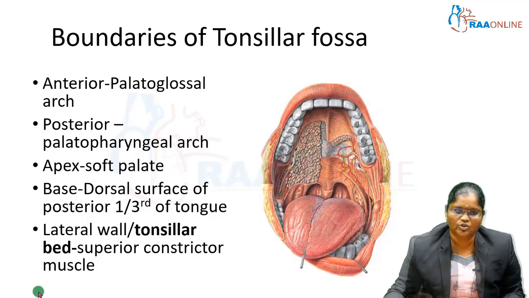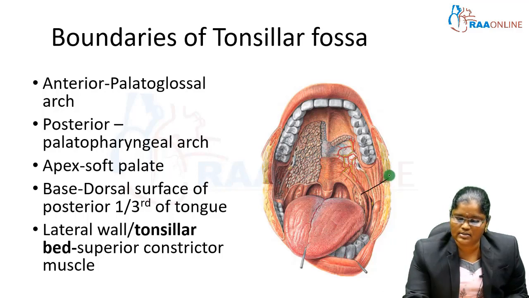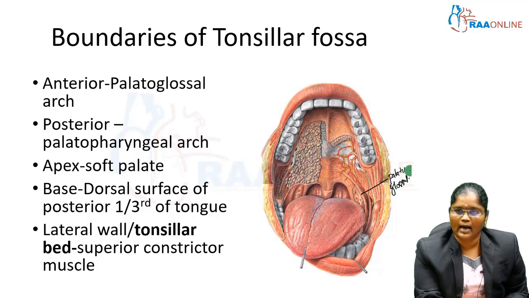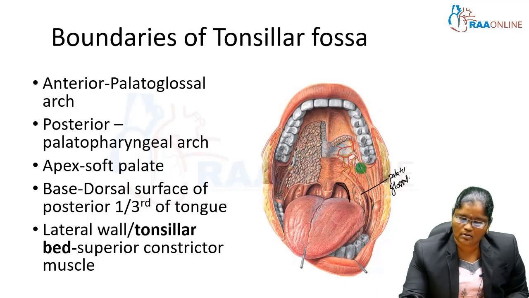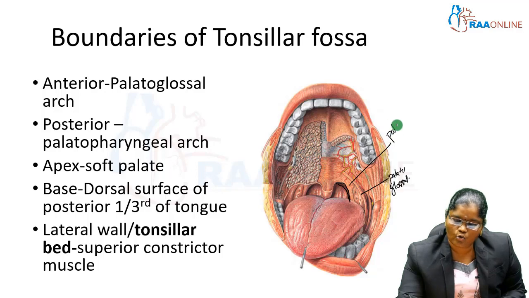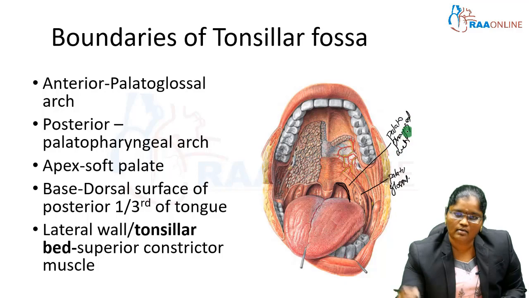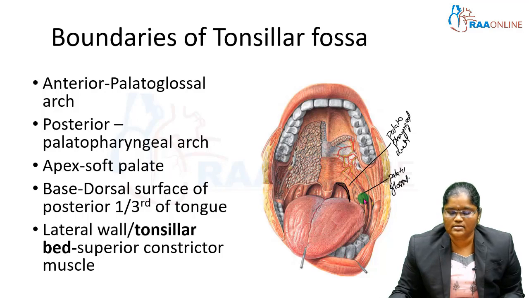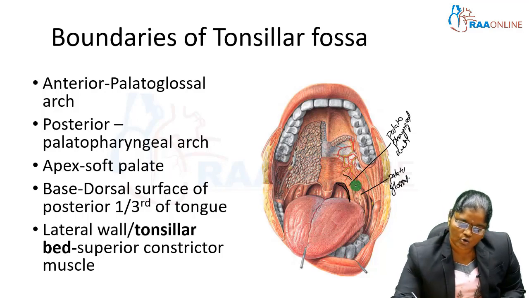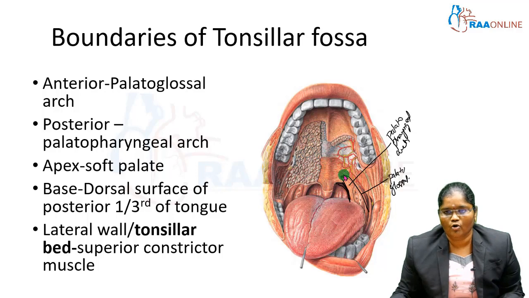It has two arches. The anterior arch is the palatoglossal arch. And the posterior arch is the palatopharyngeal arch. So this tonsil is lying in between the two arches. The apex is the soft palate. The palatoglossal arch and the palatopharyngeal arch meet. This point is the apex, which is formed by the soft palate.